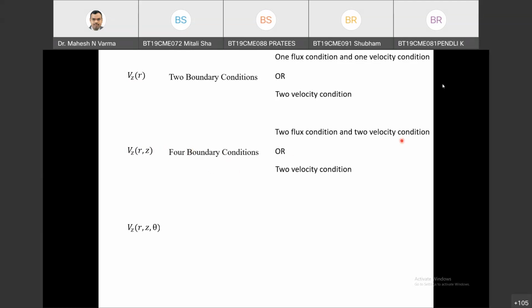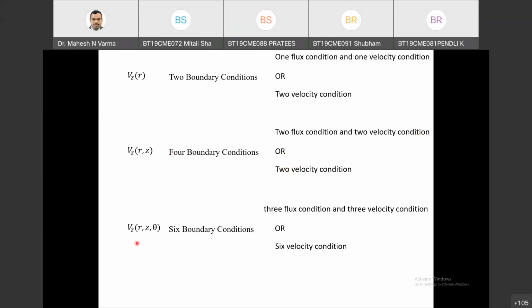Of these 4 boundary conditions, 2 will be of flux and 2 can be of velocity condition. Or here, not 2 velocity conditions, it can be 4 velocity conditions. 2 will be in the r direction, 2 will be in the z direction. So 4 velocity conditions, or 2 flux conditions and 2 velocity conditions. So I can solve the problem. So in all, here I will be needing 4 boundary conditions.